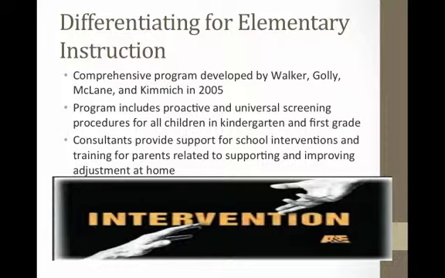The second is a school intervention component that teaches an adaptive behavior pattern to facilitate successful adjustment to the normal demands of schooling. And the last is a parent training component that teaches parents how to develop their child's school success skills. Consultants provide support for school interventions and training for parents related to supporting and improving adjustment at home as well.